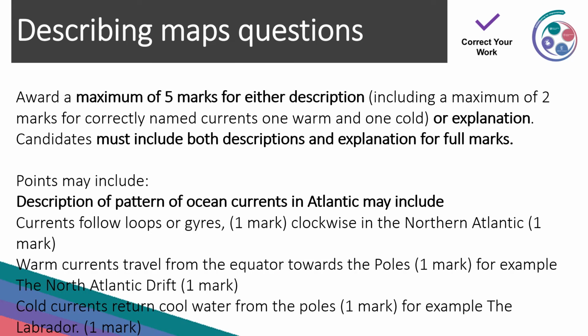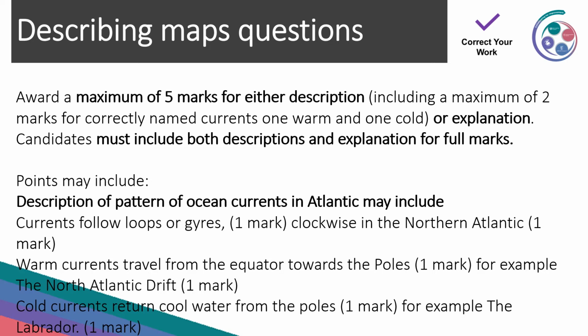So here what we're looking for, as we said, a maximum of 5 marks for description. And you should include things about the Atlantic Ocean in this case. That's what we've got the answers for. So the currents follow loops or gyres as a mark. They're clockwise in the hemisphere. North Atlantic is a mark.